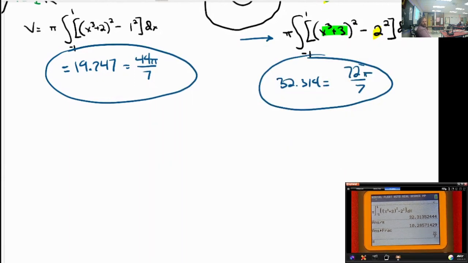Makes me wonder if there's some sort of connection between 72 sevenths and 44 sevenths. Like 72 divided by 44. No, I was thinking maybe there'd be some sort of interesting relationship to these numbers that we added 1 space of revolution to, but oh well.